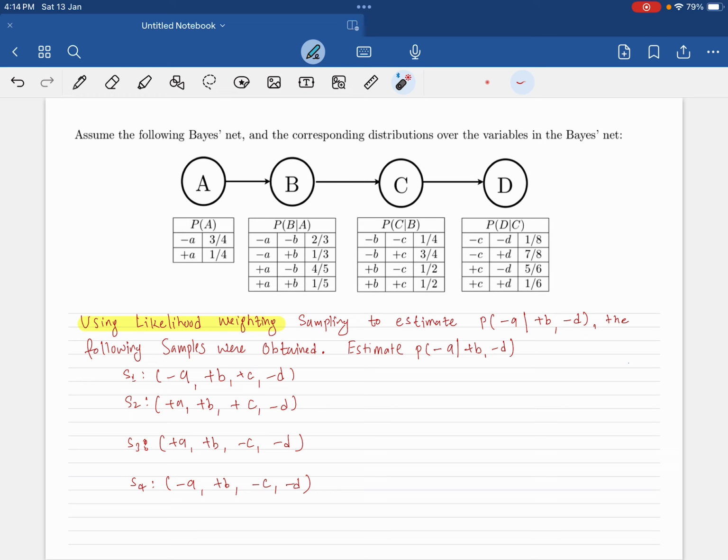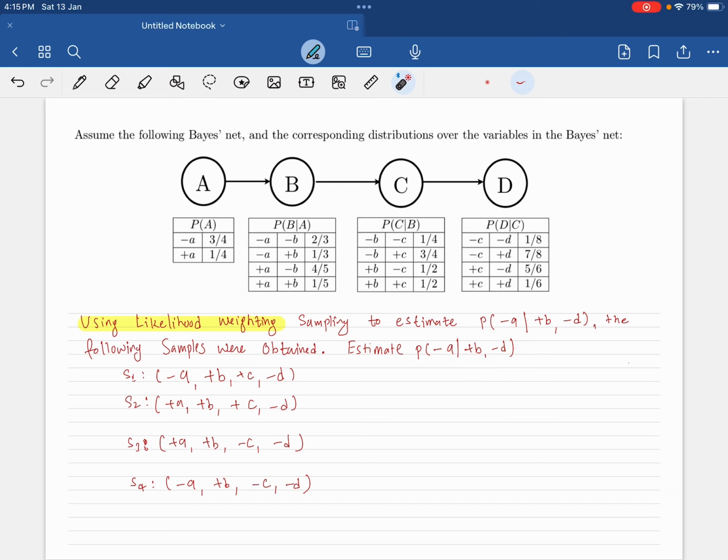So what does it mean by evidence or non-evidence? In the conditional probability, we find the probability of some event given the evidence. The condition under which we are finding this probability is what we call the evidence. So if you see what we have to estimate here, we have to find the probability of minus a given this condition. Given the evidence, what will be the probability of minus a?